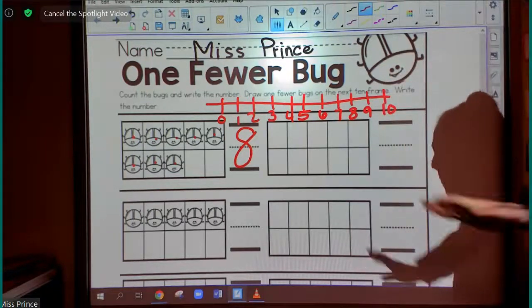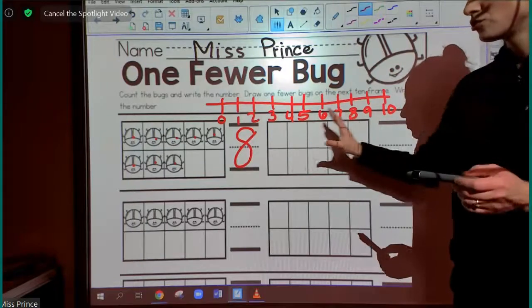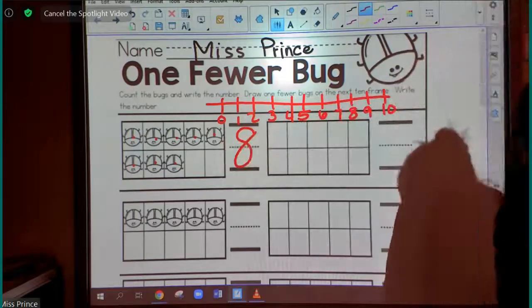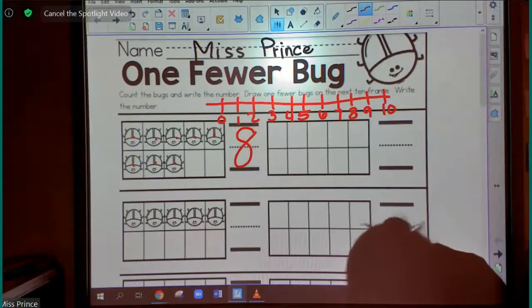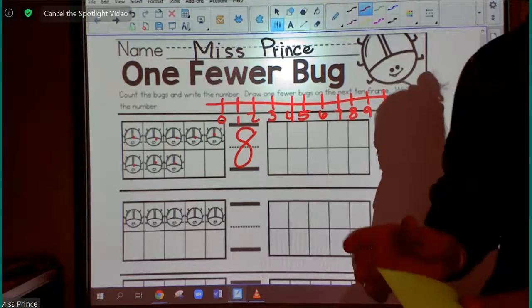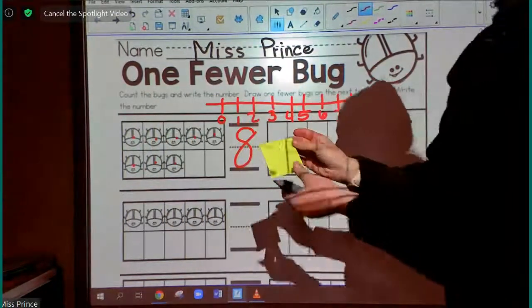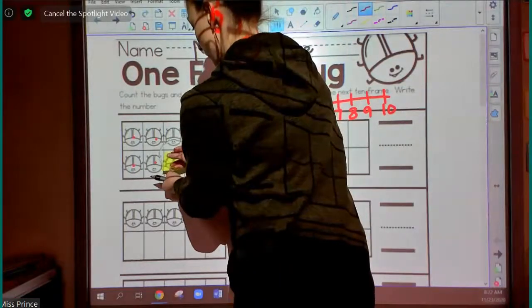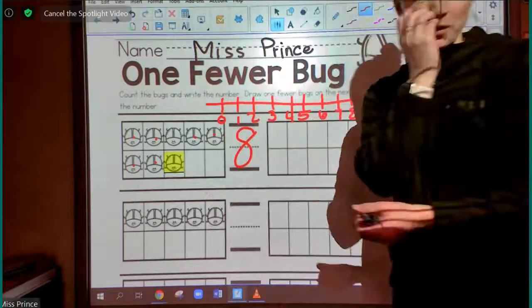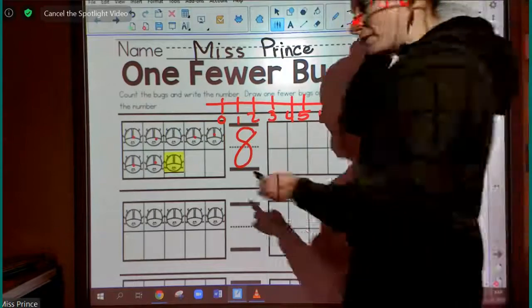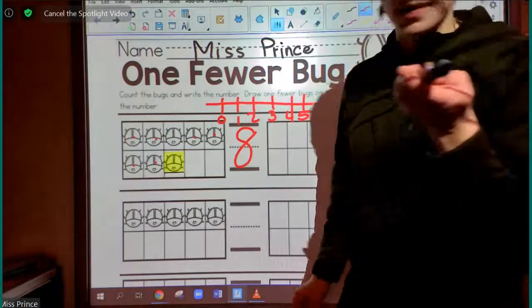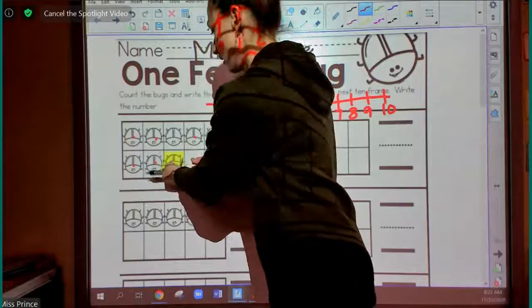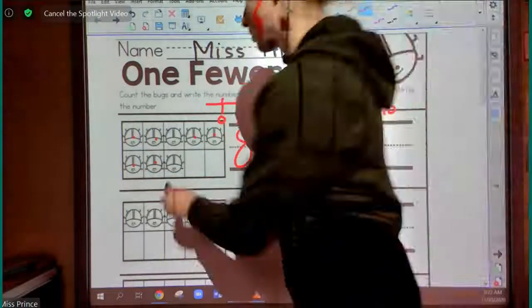Now, our next step over here is to draw this many bugs, but with one fewer. So watch what I do. I'm going to take a sticky note, and I'm just going to go like that, because it is covering one of those bugs, and that's going to show me my one fewer. On your paper, you can also just cross one out.